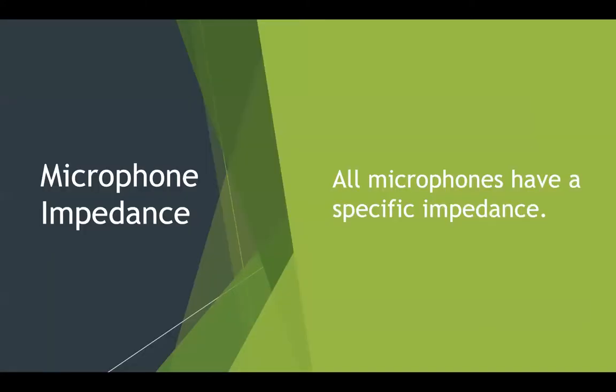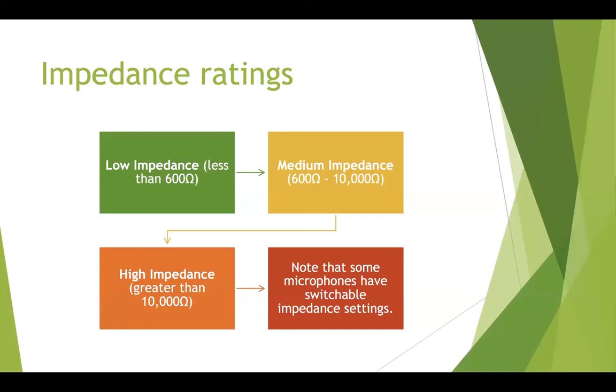And that's really all there is. All microphones have a specific impedance. Here's the rough idea for impedance ranges. Low impedance, 600 ohm or less, professional. Medium impedance, 600 ohm to 10,000 ohms, and high impedance, you know, consumer grade stuff, 10,000 or higher.